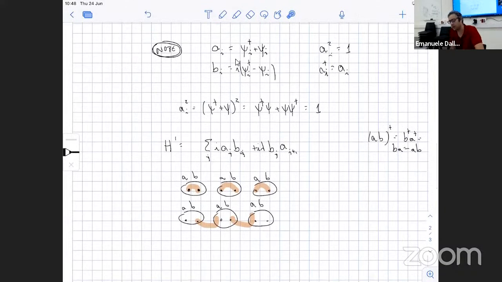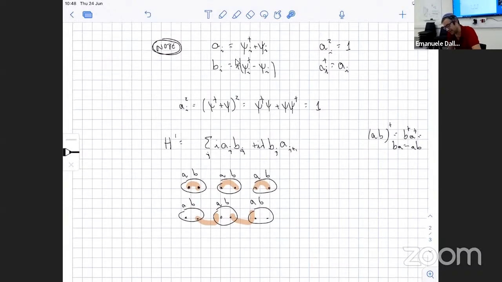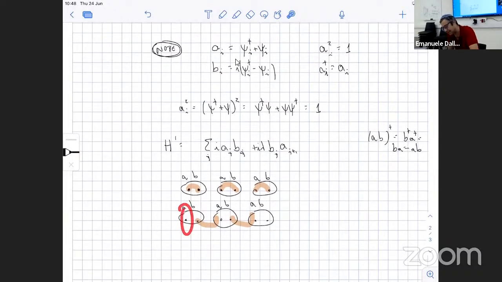But let me make one comment which is very important. In the case of the SSH model, what you see is that there are some edge states. There is one Majorana that is unpaired.